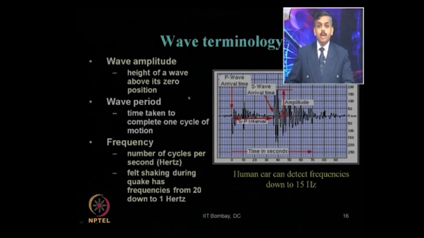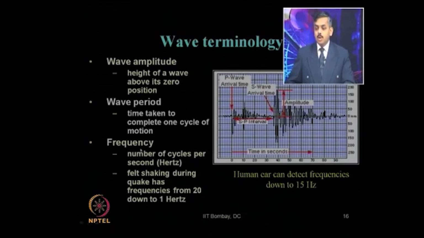Now, various wave terminologies that we typically use are generally commonly known to us, like wave amplitude. Amplitude is nothing but the height of a wave above its 0 position. If it is the 0 position, what is the maximum height? That is called amplitude. What is wave period? Wave period is the time taken to complete one cycle of motion. Suppose it starts from here, it takes this much time to complete one cycle, which is called the wave period.